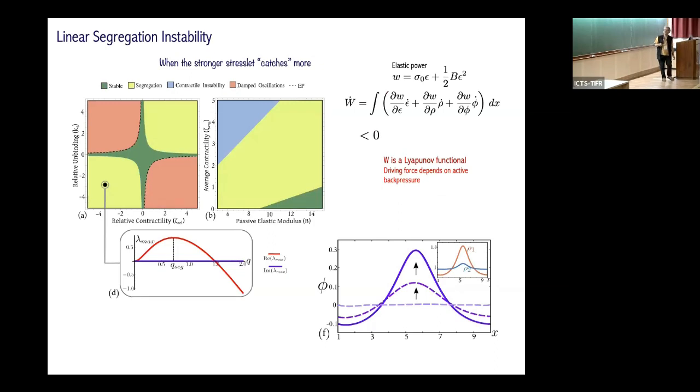Now, so here's the segue. One can do a linear stability analysis of the set of equations that I showed you, the equations in phi, the segregation order parameter, rho, and the displacement field. And that eventually gives rise to a phase diagram. I'll plot the phase diagram in terms of the relative contractility, that is, the difference in the contractility between myosin species 1 and species 2, and the relative unbinding. Because these two myosin species could provide different contractile stresses and can unbind at different rates.